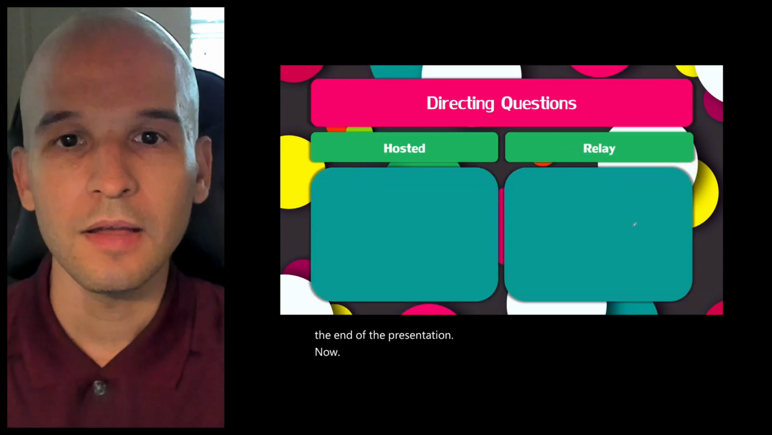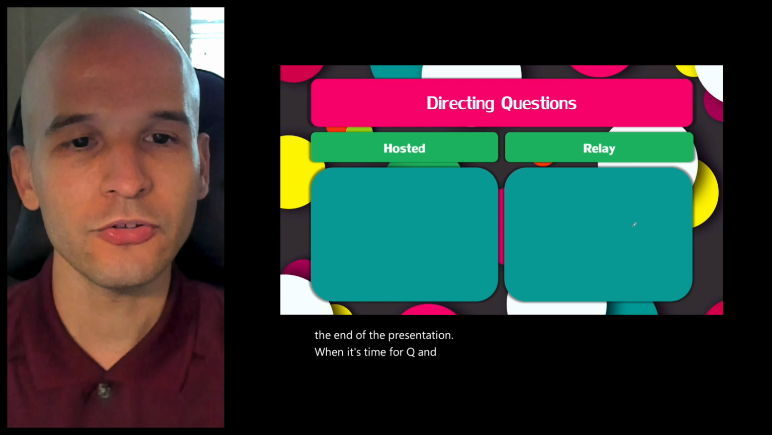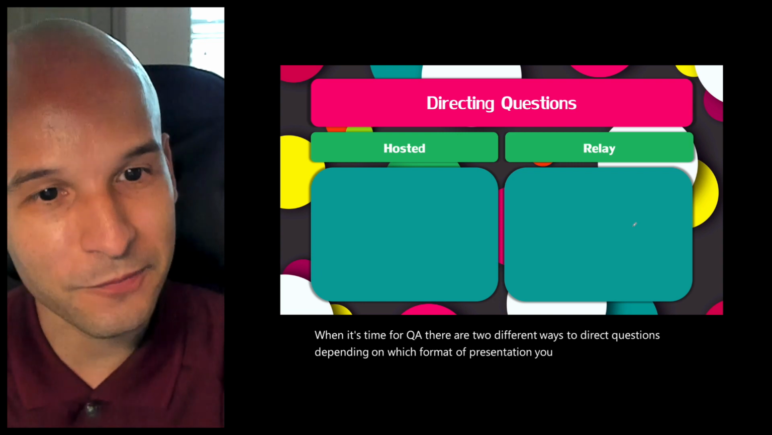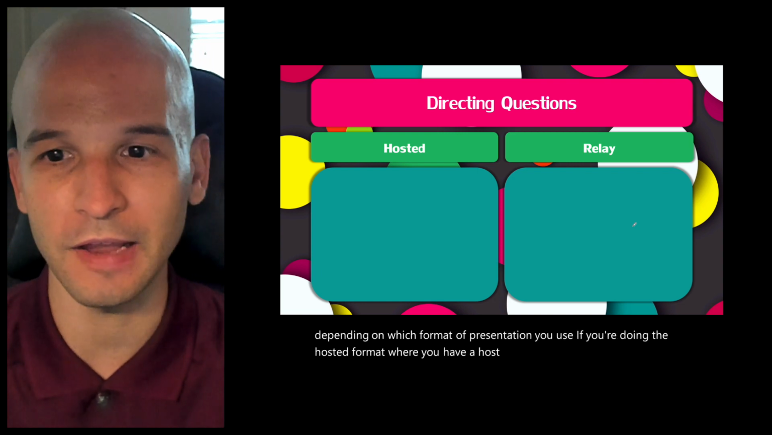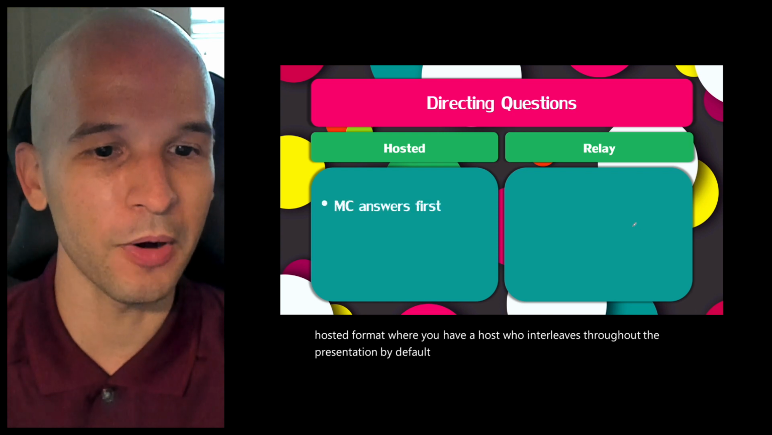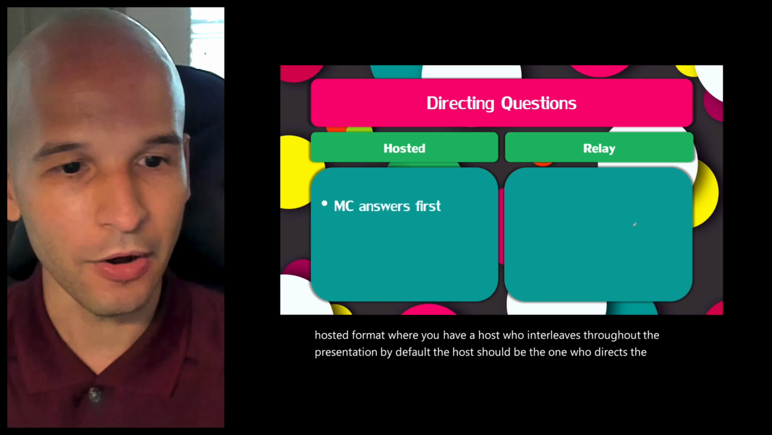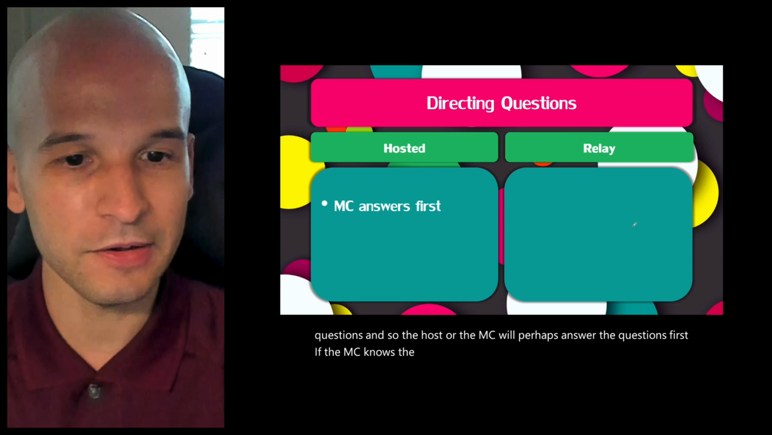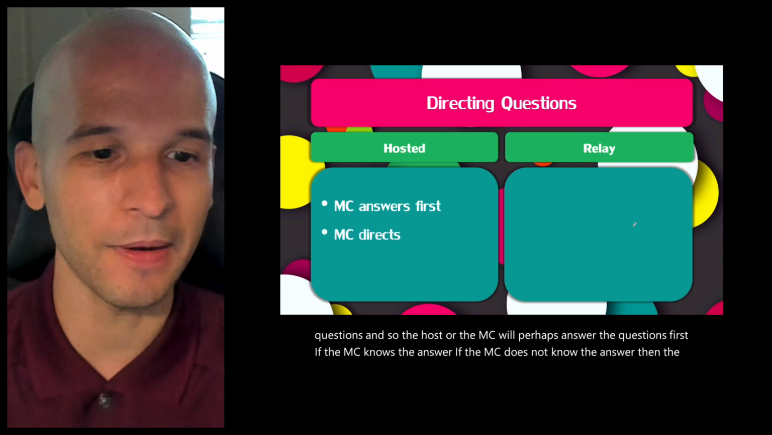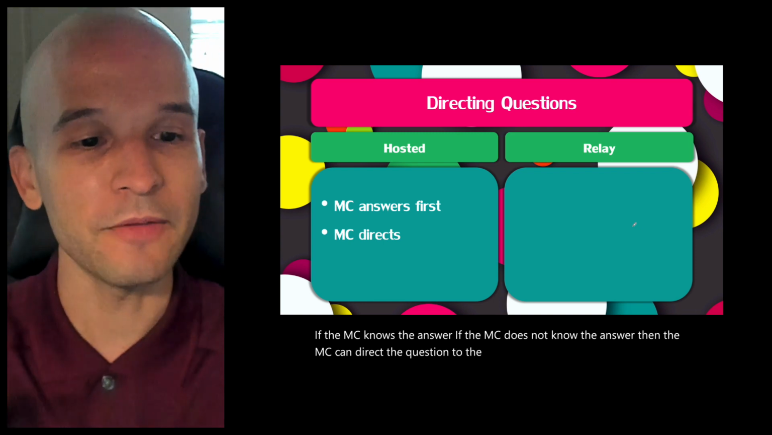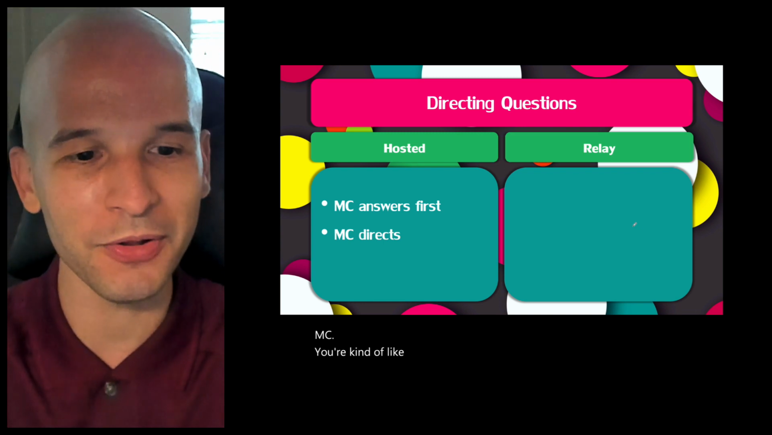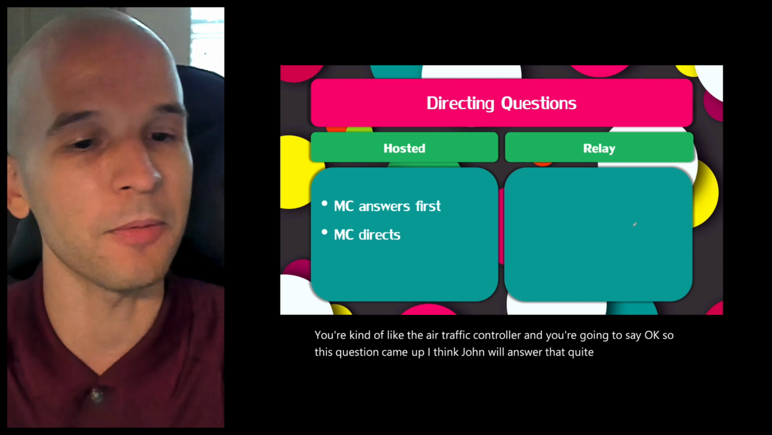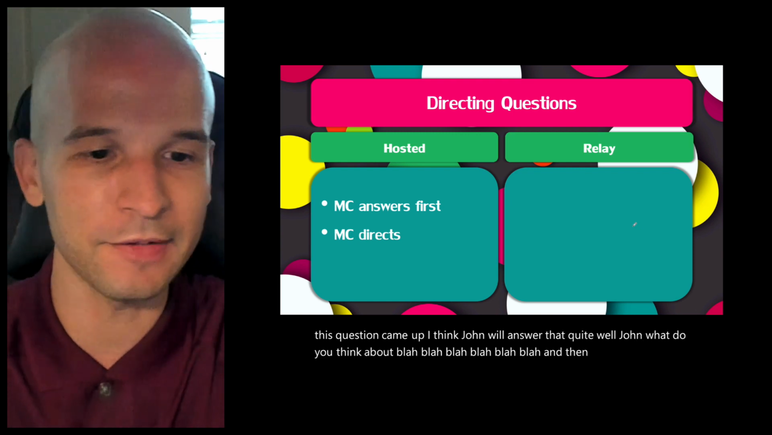Now, when it's time for Q&A, there are two different ways to direct questions depending on which format of presentation you use. If you're doing the hosted format, where you have a host who interleaves throughout the presentation, by default, the host should be the one who directs the questions. The host or the MC will perhaps answer the questions first if the MC knows the answer. If the MC does not know the answer, then the MC can direct the question to the proper person. If you're the MC, you're kind of like the air traffic controller, and you're going to say, okay, this question came up. I think John will answer that quite well. John, what do you think about that? And then the MC sort of acts as that air traffic controller.